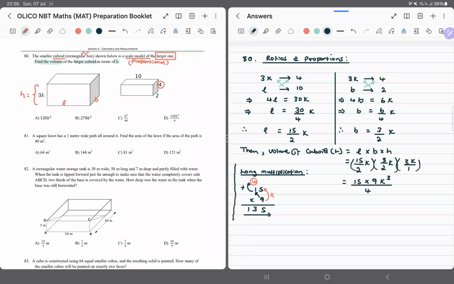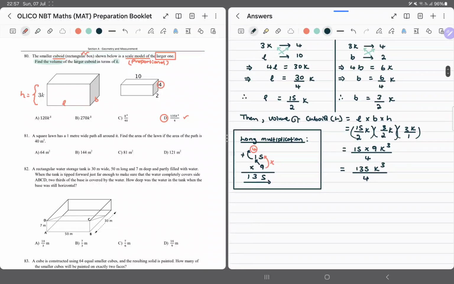So guys, this is something very important to make sure it's in order. So if we sort this out, this becomes 135 k cubed over 4. Do we see something like that? That's option D. So we can say safely, therefore the answer to this question is again option D.